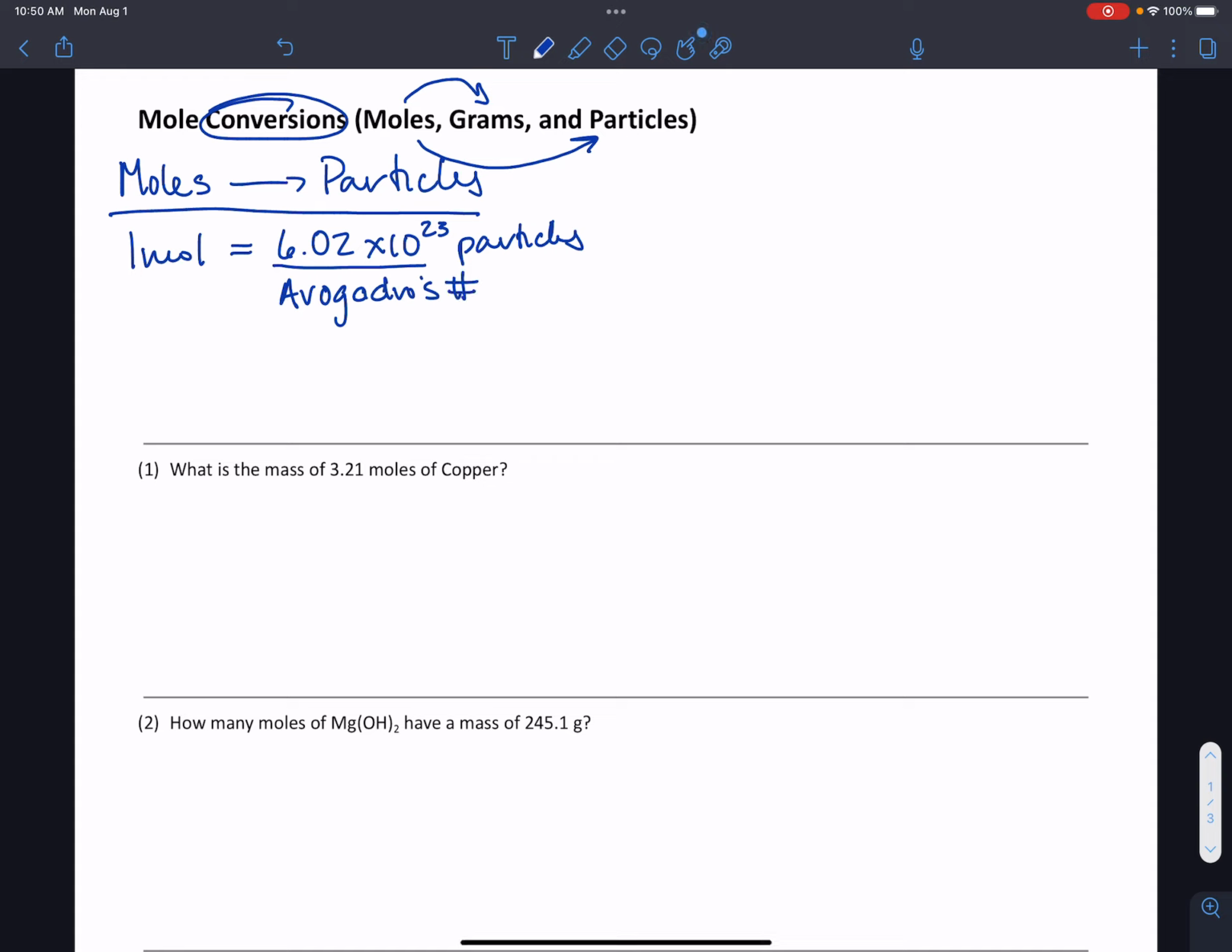And it stands for anything. As we learned, a dozen we know is 12 items. A ream is 500 items. A mole just happens to be 6.02 times 10 to the 23rd items.